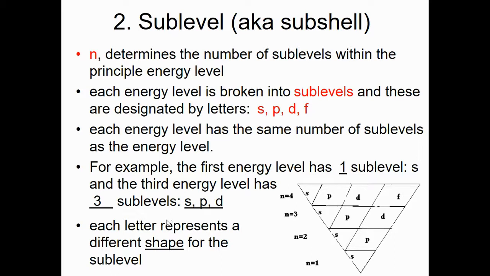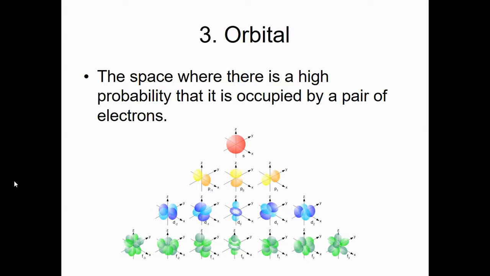Okay, so we talked about principal quantum number. Those are your energy levels. We talked about our sublevels, orbitals, S, P, D, and F. Now let's talk about what an orbital is. Okay, this is our third one. Again, an orbital is the space where there's a high probability that it's occupied by a pair of electrons.